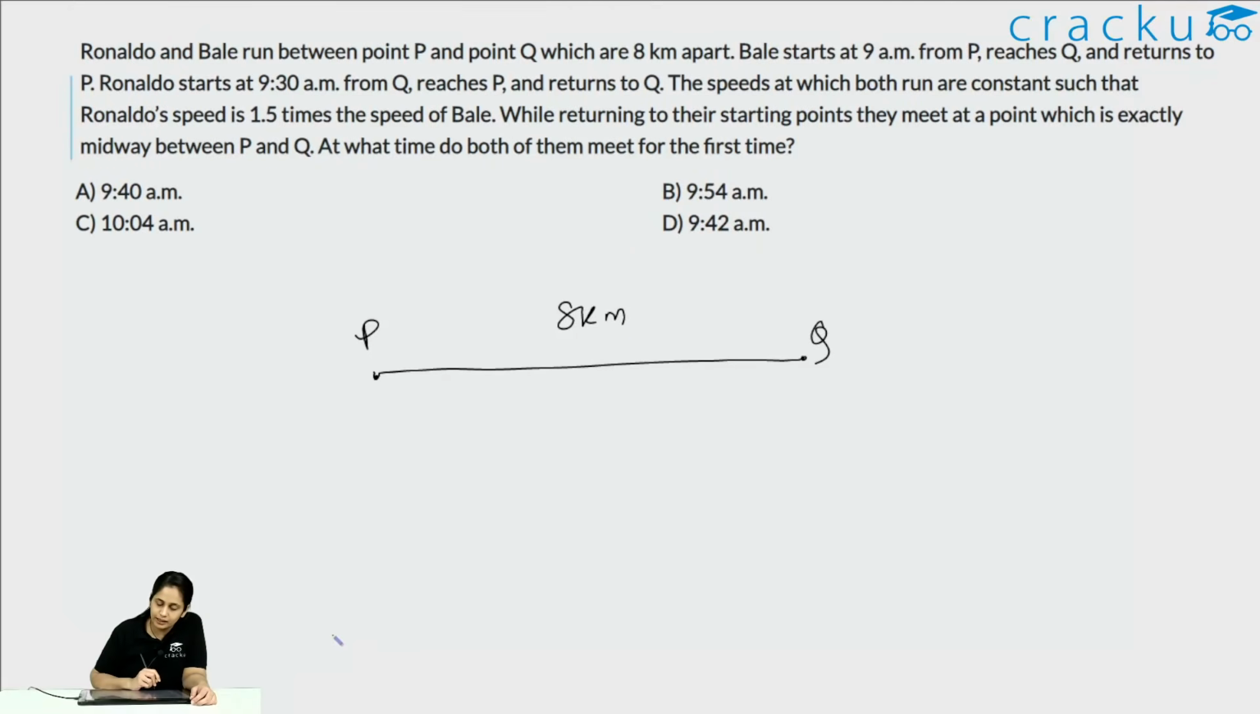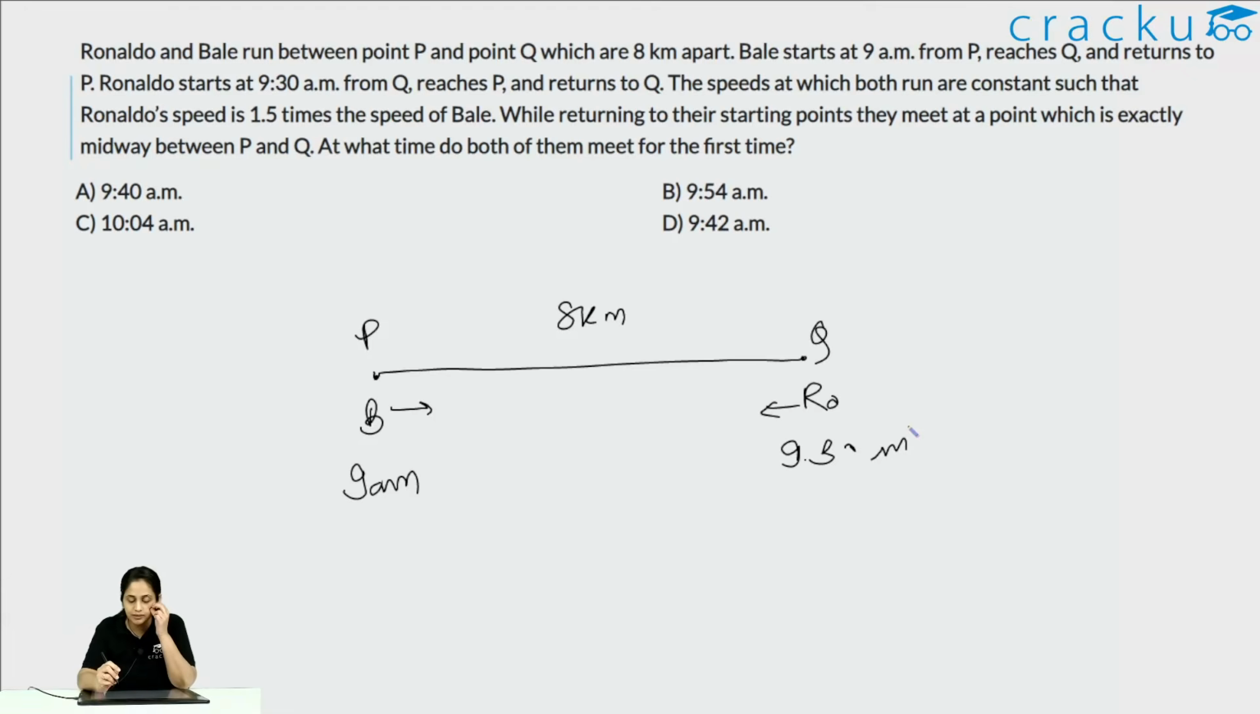Bale starts at 9 AM from point P, so you have Bale over here at 9 AM from point P, reaches Q and returns to P, so goes from here and then comes back. Ronaldo starts at 9:30 AM from Q, so this is Ronaldo, and he starts at 9:30 AM. From Q reaches P and returns to Q. The speeds at which both run are constant such that Ronaldo's speed is 1.5 times the speed of Bale. So suppose this speed is x kilometers per hour, this speed is 1.5x kilometers per hour.